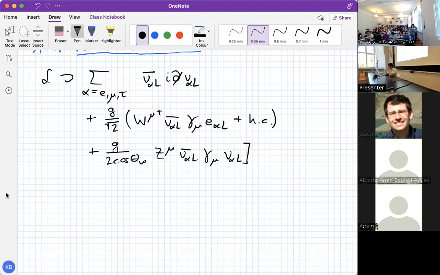So in terms of Feynman diagrams, those two interactions, of course, look like this for the W. Sorry. Let's undo this.